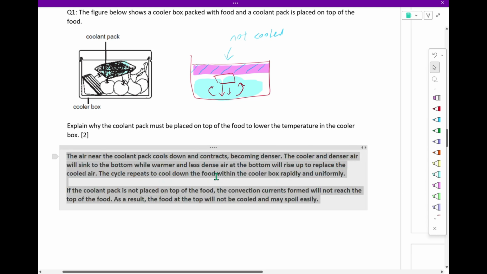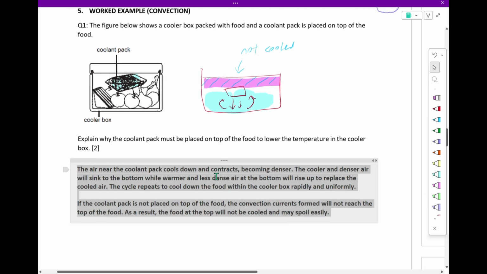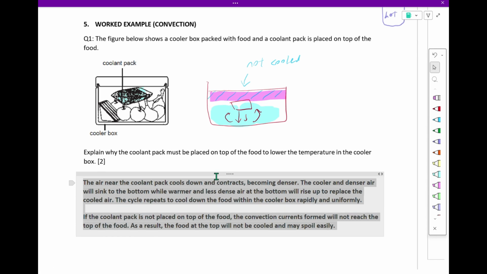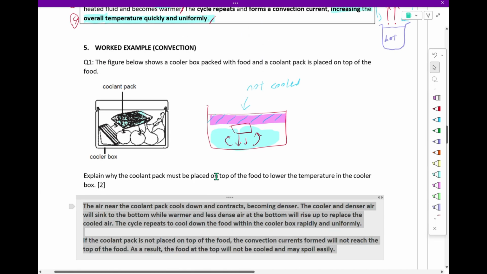So anytime you want to cool something down, you should always place it at the top. That's why all your air conditioners are always placed at the top of the room, and all your heaters or any kind of heating device will always be placed at the bottom. So if some of you have gone overseas before, you can see that usually the floors are heated rather than the ceiling. Okay, so be careful of that.